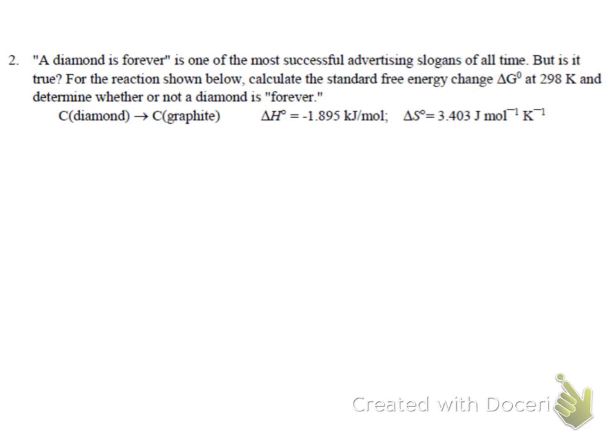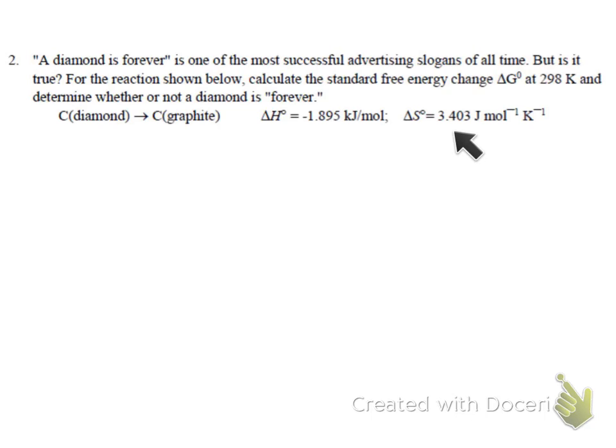Okay, so we're going to do the same thing with number 2. Diamond is forever, which was a successful advertising slogan for diamonds, probably in the 70s and 80s. But is it true? Is the process carbon diamond converting to graphite? We know its delta H. We calculated it earlier, and it's negative 1.895 kilojoules.